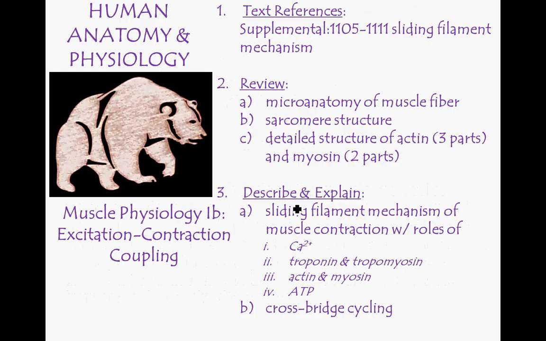All right, so hopefully you are able to describe and explain the sliding filament mechanism. That's how the sarcomere actually is shortening, involving calcium ion, the troponin and tropomyosin, actin and myosin, and ATP there, and a little bit about the cross-bridge cycling.